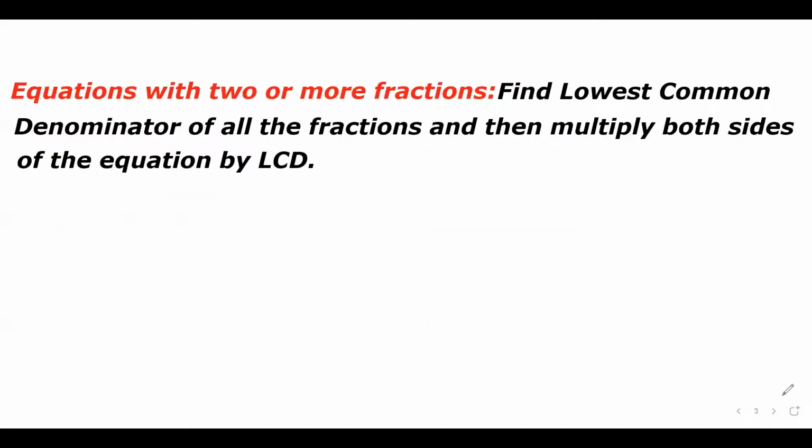Okay, let's move on to equations with 2 or more fractions. When we have 2 or more fractions in an equation, the first thing we need to do is to find the lowest common denominator between those fractions. And then we have to multiply that value into both sides of the equation. So let's do that. Let's do examples.